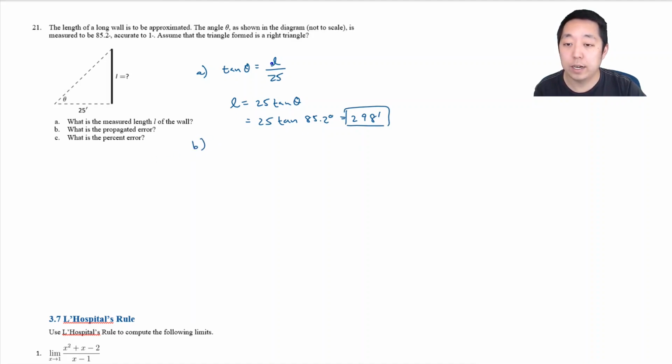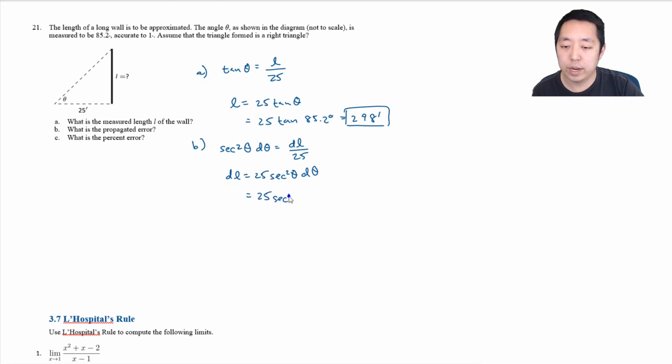What is the propagated error? Well, here I'm going to have to use differentials because the error is on theta, and I want to compute what the error on L is. So the derivative is secant squared theta d theta equals dL over 25, just taking the differential of both sides. And so dL equals 25 secant squared theta d theta. That's 25 secant squared of the actual measurement, which was 85.2 degrees, times the d theta, which is 1 degree.